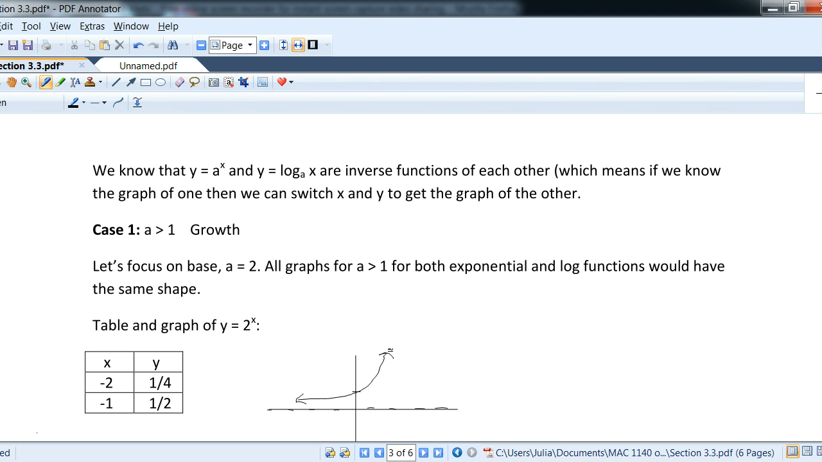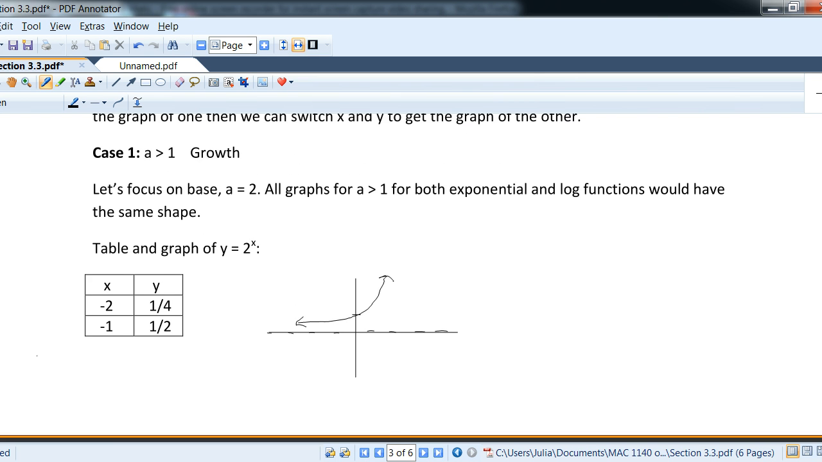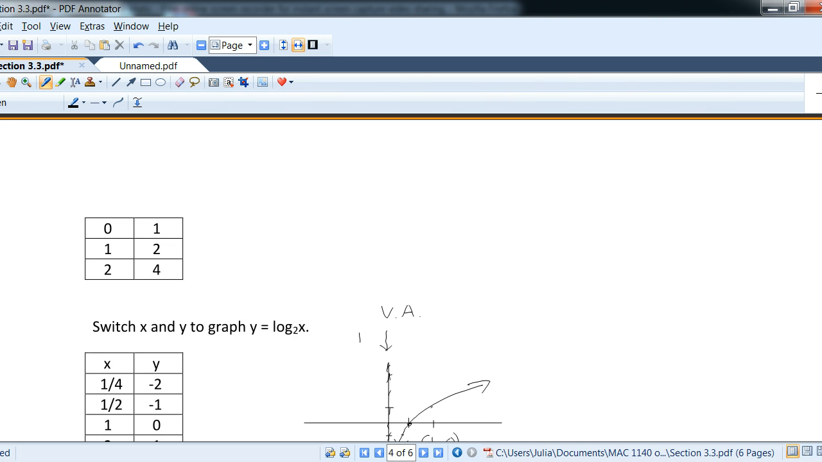If we recall, it crosses through (0, 1), and it increases, and it has a horizontal asymptote at y equals 0. Now, what does it mean for the graph of a logarithmic function, for example, log base 2? Well, if we know that the graphs are inverses of one another, we can switch x and y values, and that's basically how we obtain the graph.